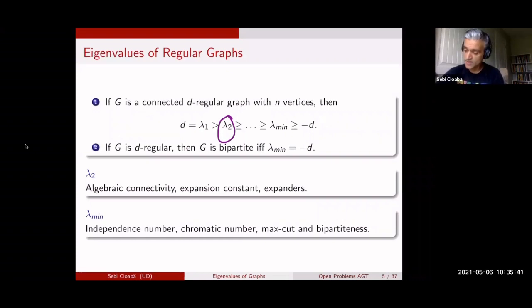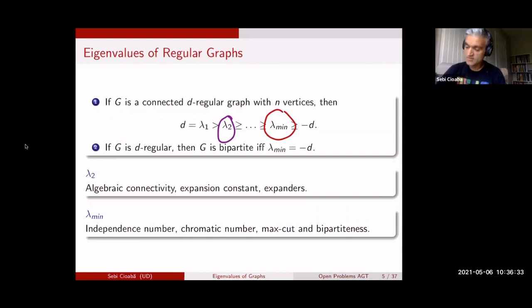And for lambda min, as many people have talked about and are experts in this subject, lambda min is closely related to the independence number, the chromatic number, and also to the max cut and to the bipartiteness of the graph. Since the graph is bipartite if and only if lambda min equals minus D, one can think of the gap between lambda min and minus D as a measure of how bipartite the graph is. We'll see that in a little bit. So this is just the informal view about these eigenvalues and what they relate to.